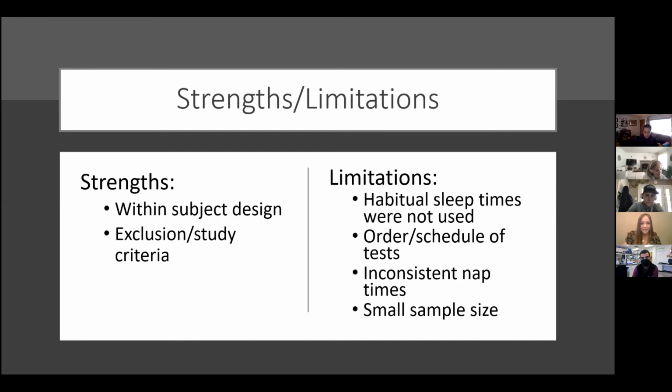Inconsistent nap times. So like I said, some people only slept for 4 hours while other people slept for 6 hours. We were talking about that buildup of sleep pressure, so you could imagine that someone who had a 6-hour nap would probably be less sleepy than someone who had a 4-hour nap. And so just keeping that consistent might have strengthened this protocol. And then they also mentioned that their sample size of 7 participants was extremely small for the correlational analyses that they ran. Do you guys have any other thoughts or ideas on strengths or limitations? I know you guys didn't read the paper, but just based off of what I've presented.